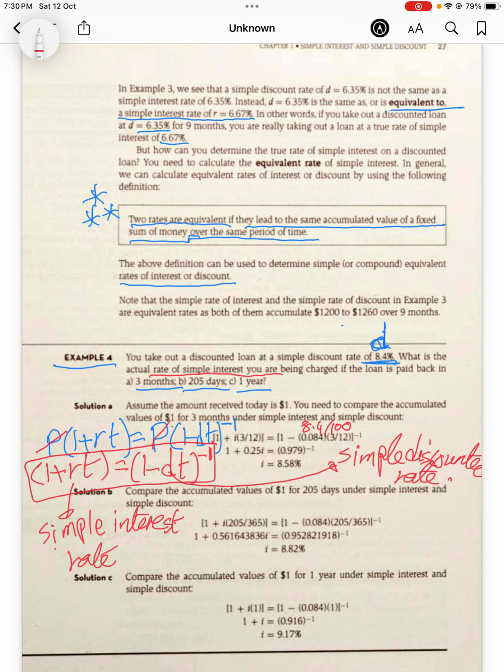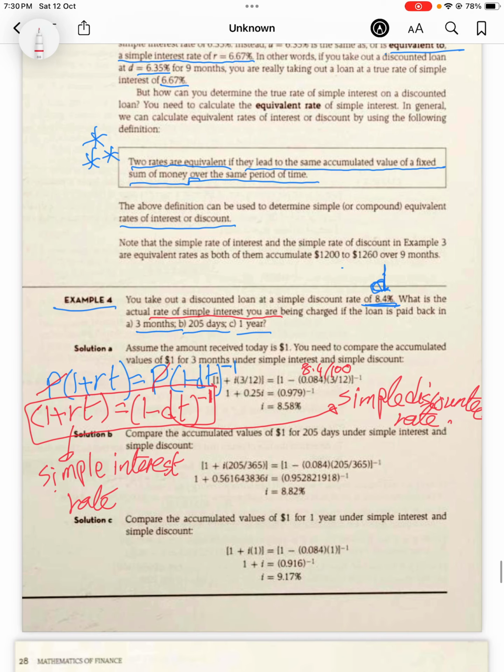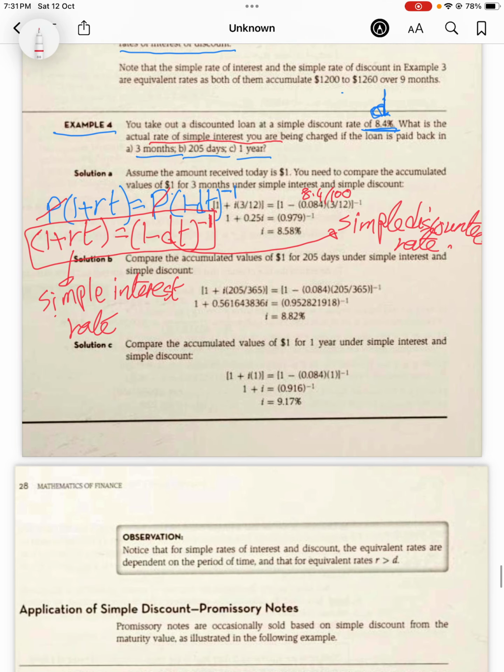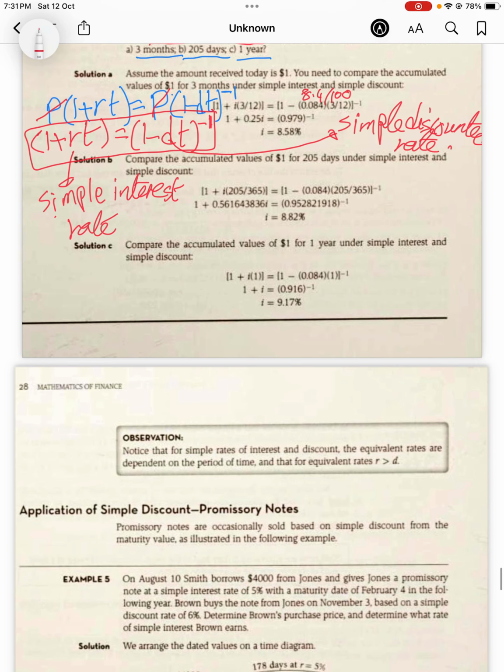When T is 205 days, here the same, but divide 205 over 365. And after simplification, you will have R equal. Compare the accumulated value of $1 for 1 year. Instead of T, put 1, and you will have the value of R.